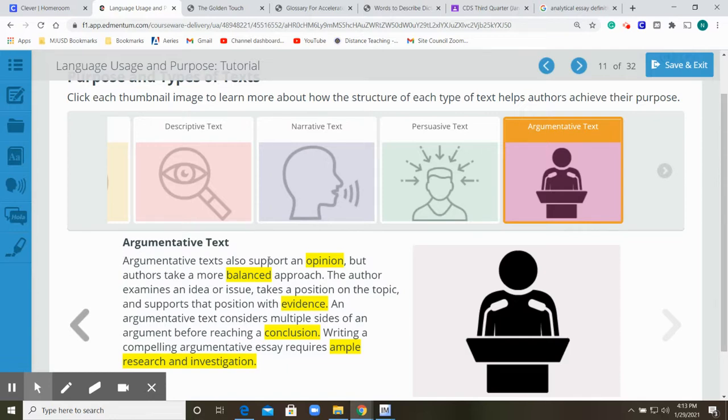Argumentative texts also support an opinion, but authors take a more balanced approach. The author examines an idea or issue, takes a position on the topic, and supports the position with evidence. An argumentative text considers multiple sides of an argument before reaching a conclusion. Writing a compelling argumentative essay requires ample research and investigation.